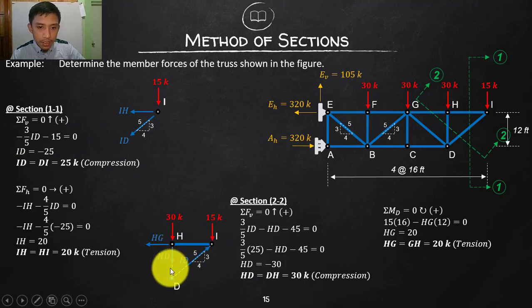And then I will now expose these two members here. If that will be cut, that will be exposed. Okay, I will assume always again a tension. So if that's the case, then I will satisfy again the equilibrium in this section. So I will start by summating vertical.